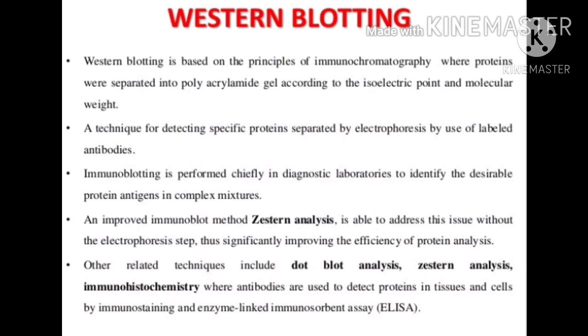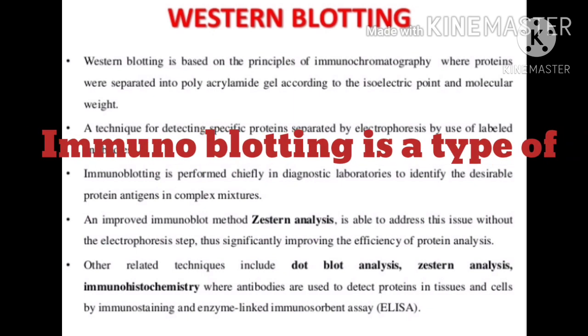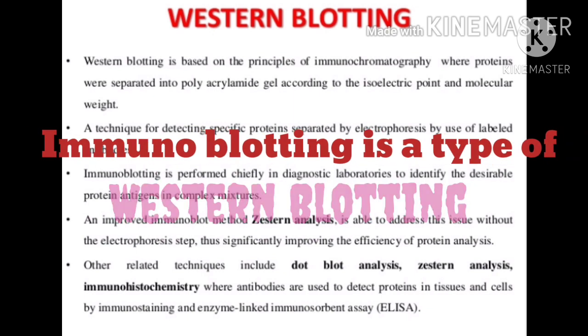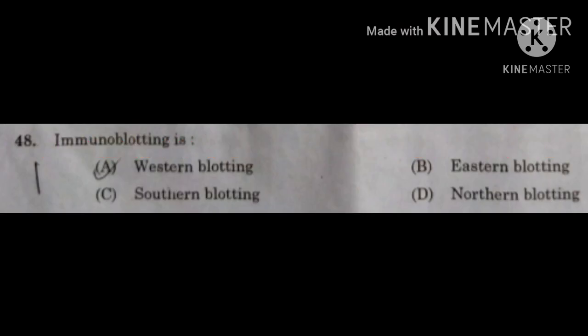Immunoblotting is nothing but a type of Western blotting. Okay. Immunoblotting works on the principle of what? Antigen antibody reaction. Okay, the product obtained as a result of antigen antibody reaction gets separated through immunoblotting. So in immunoblotting, we are separating the protein. The product is protein, isn't it? So it comes under the category Western blotting. So the correct answer for this question, immunoblotting, is a type of Western blotting. So the correct answer for this question is option A.